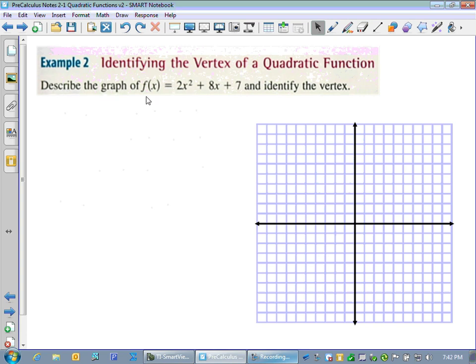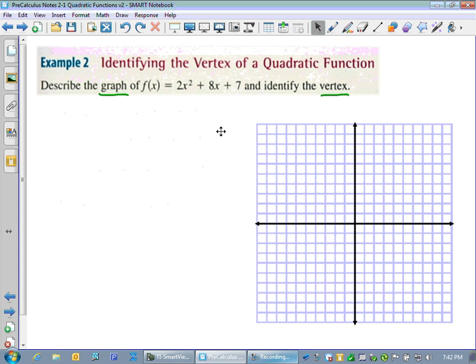They say describe the graph, but we're just going to go ahead and graph it. So we're going to graph this, and we're going to identify the vertex. Two different things they want us to do. And it's actually easiest to find the vertex first, and once you know the vertex, it's going to be easier to graph.